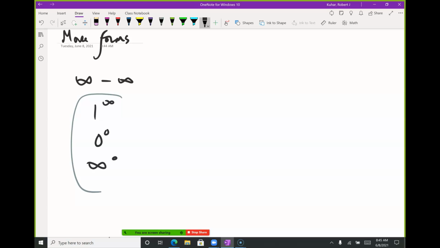But these things are going to happen inside of our integrals. So we just have to look for them. You have to look for one of these indeterminate forms. Hopefully it'll be one of the easier ones. It could be one of these last three.